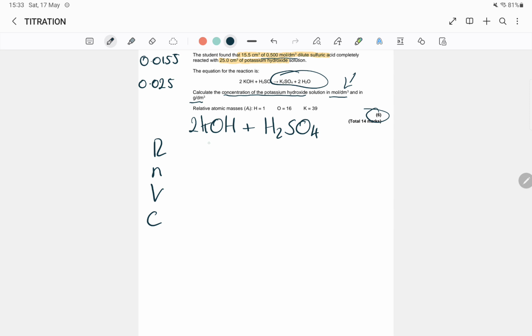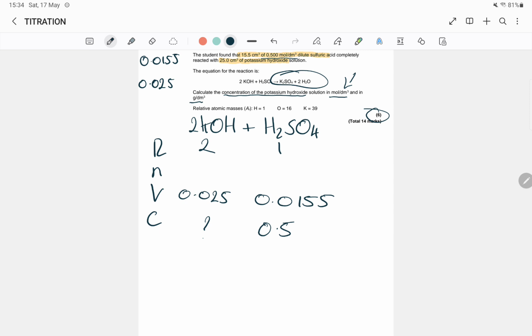So to save you some time, I haven't included them on here. Going to start off by doing the ratio. Ratio is 2 to 1. Fill in any information I know from the question. I've got a volume of sulfuric acid as 0.0155, a concentration of 0.5, and a volume of potassium hydroxide as 0.025.